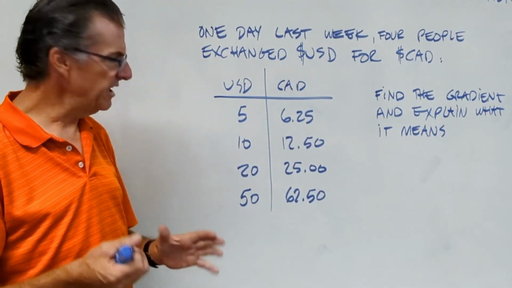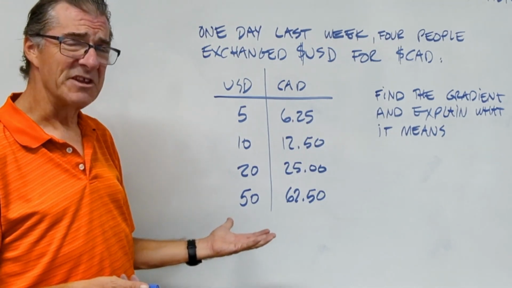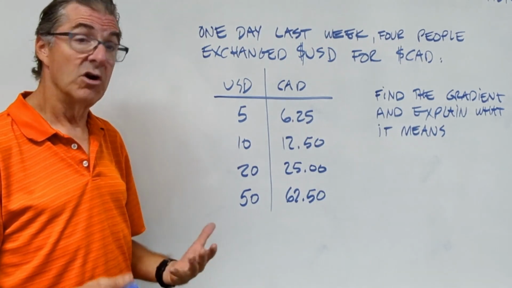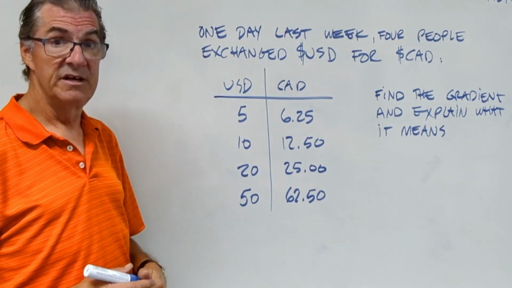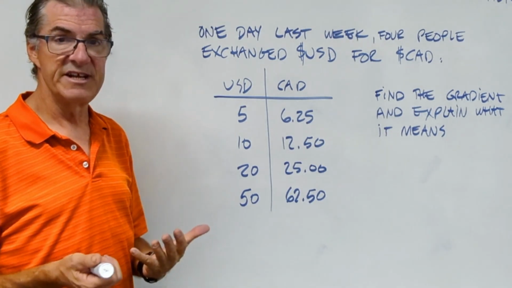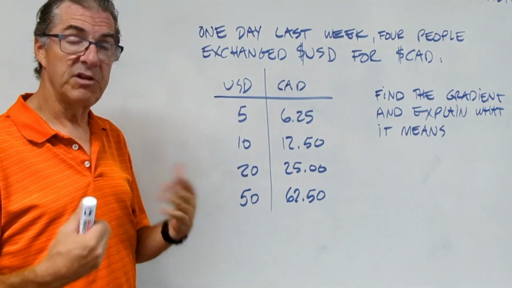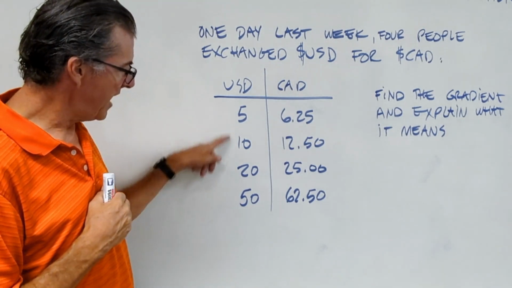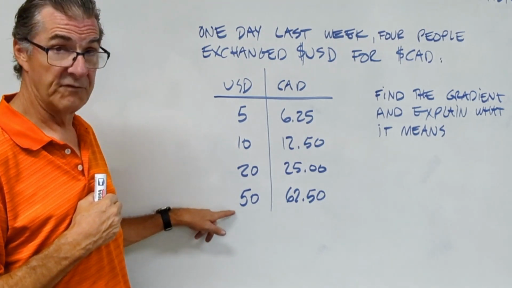So this is a little tricky. I don't see a line with a slope here. I just see a bunch of pairs of numbers. However, we can treat these as points. Now, this is an exchange on one day, so we can assume that the exchange rate is the same, and so we can plot the gradient. Now, I want you to pause the video, think real hard, and see if you can figure out how to plot the gradient for this table.